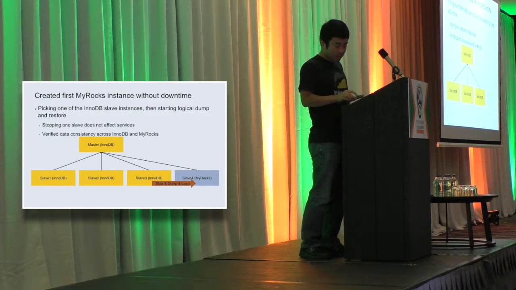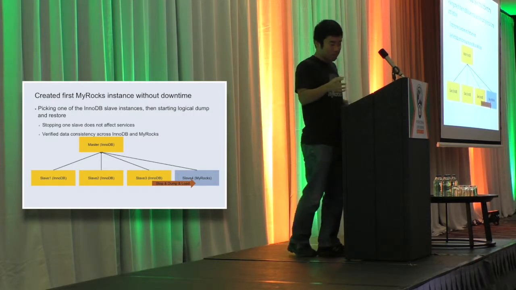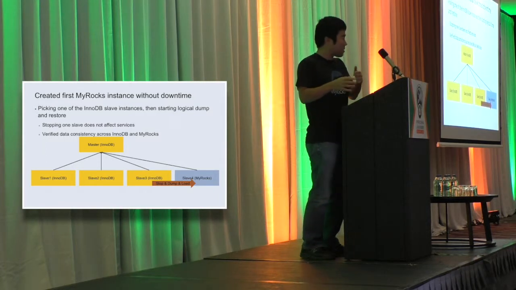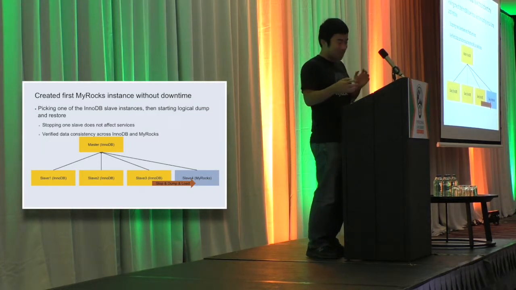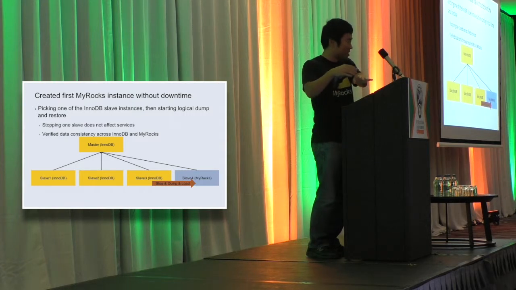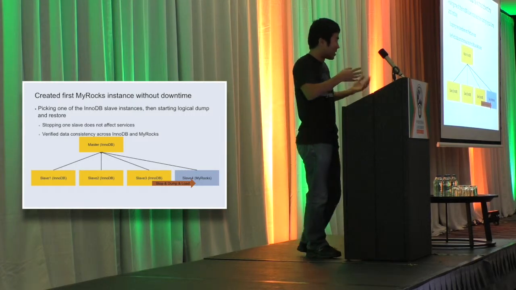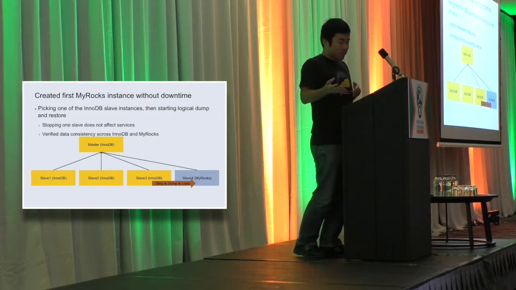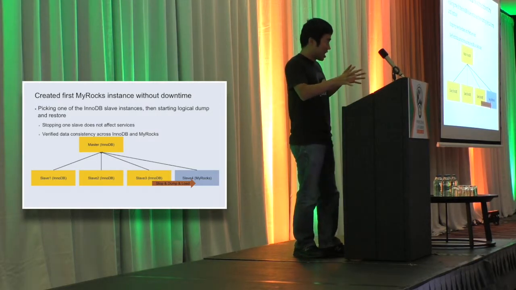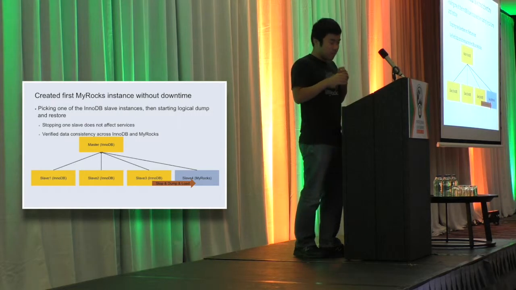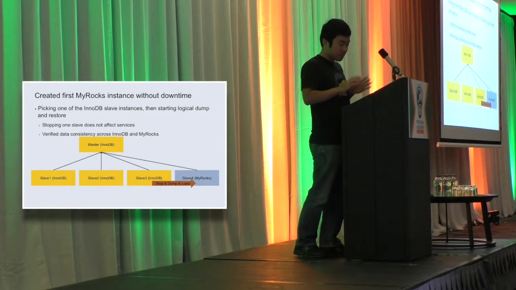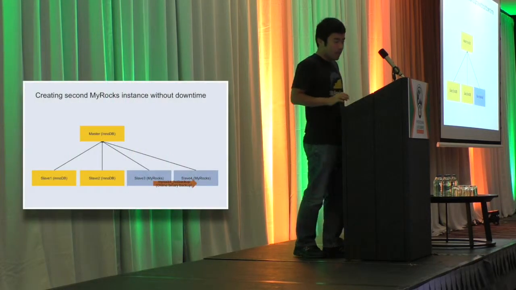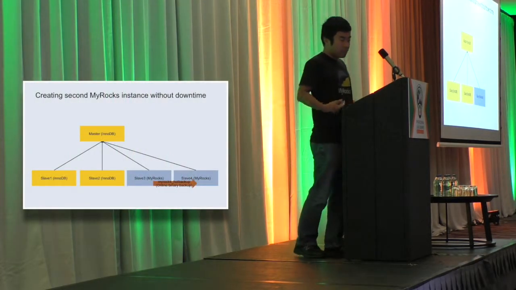So like stop slave, and then dump, and then load. Stopping one slave, as you know, does not affect services because the requests can be shifted to other healthy slaves. And after loading MyRocks, we ran the data consistency check queries for InnoDB and MyRocks to verify that data are consistent. Then creating a second MyRocks instance.